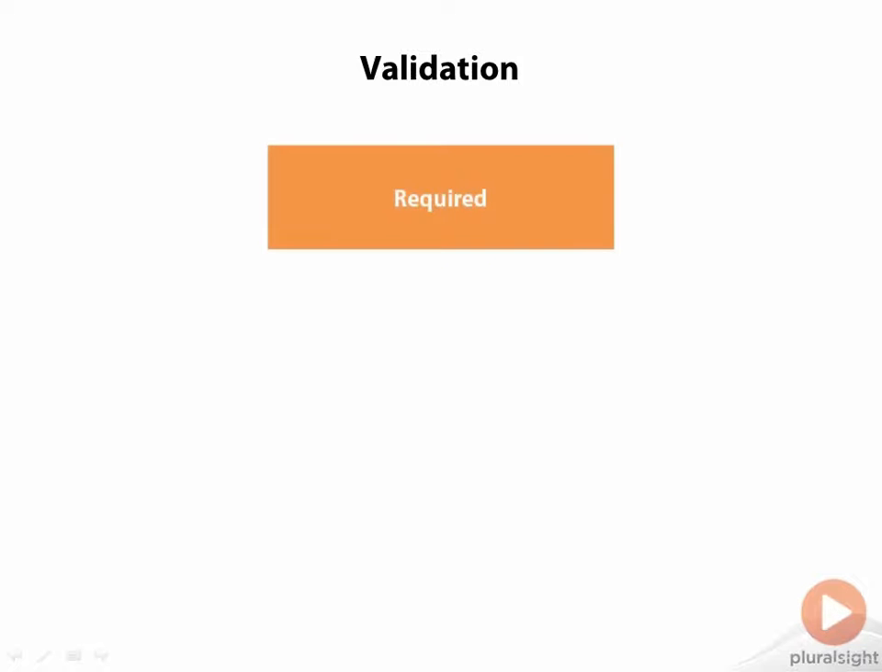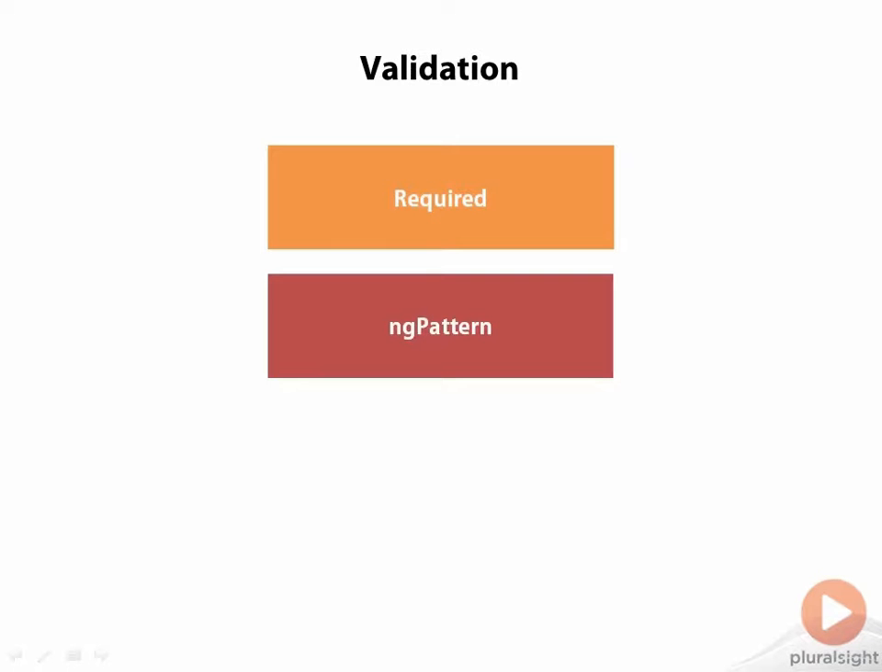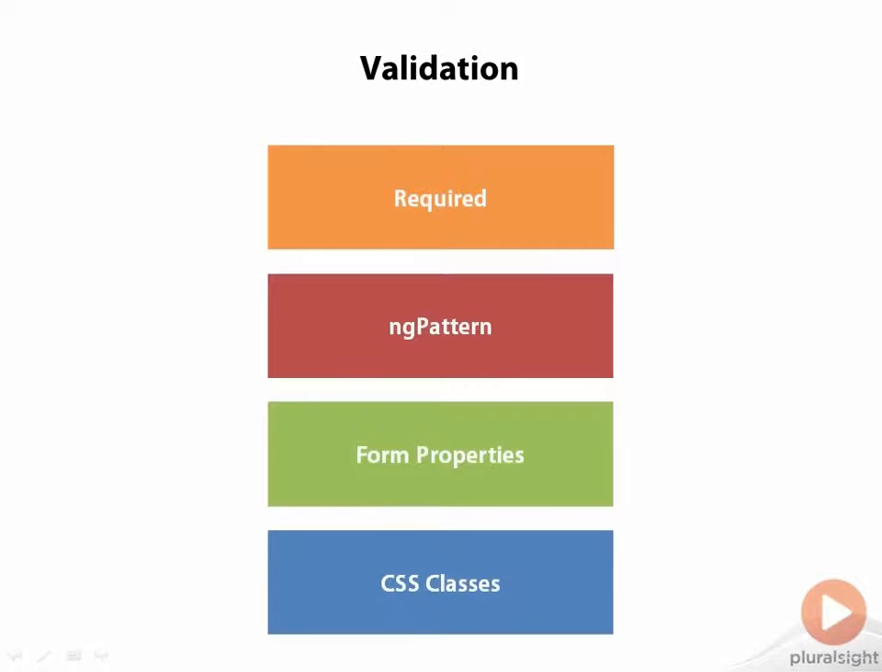We'll start by looking at the required attribute in our form fields. We'll discuss how Angular looks at that to determine a form's validity. Then we'll learn about the ng-pattern directive, which is the meat of validation using Angular. We'll also look at the properties Angular gives us to tell us about the validity of our form. And finally, we'll look at the different CSS classes that Angular puts on our form fields to tell us about their validity, which we can use to manipulate the display of those fields.